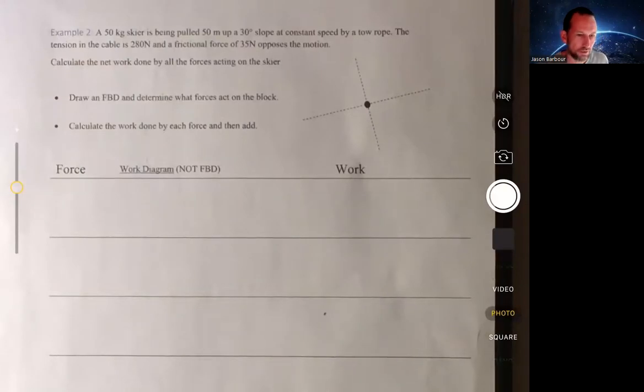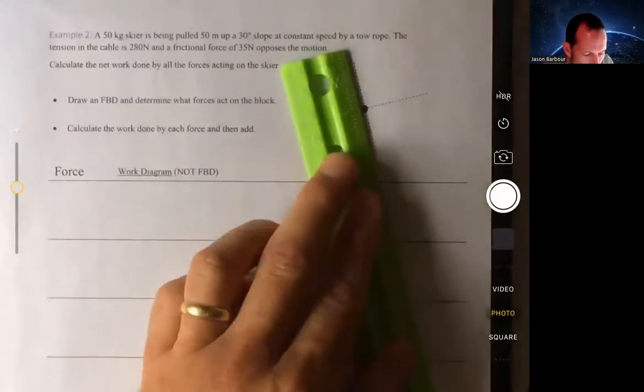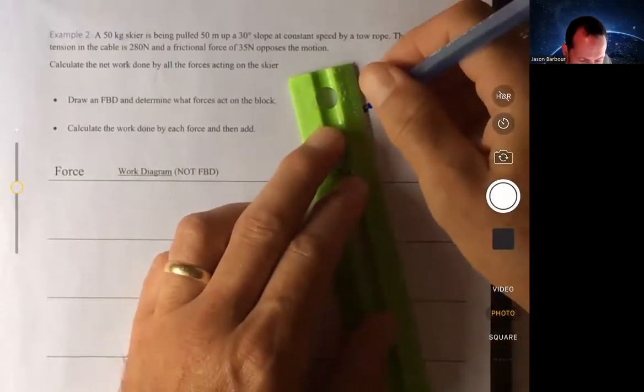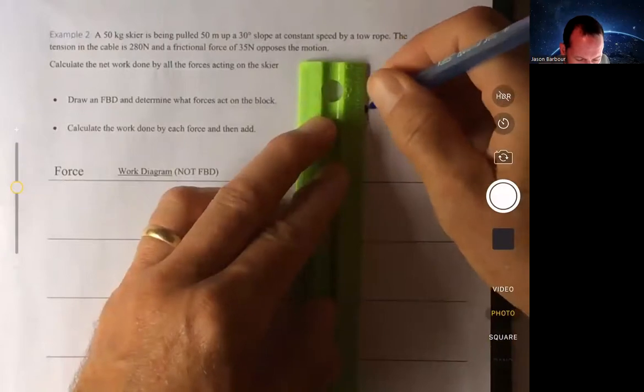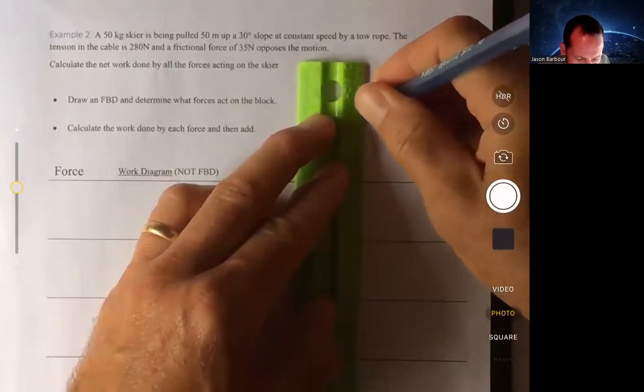Hello, everyone. In this video, we're going to go through the solution for example 2. And so we have the skier being pulled up a slope. So the skier has weight. We'll start with the non-contact force. Weight goes straight down.